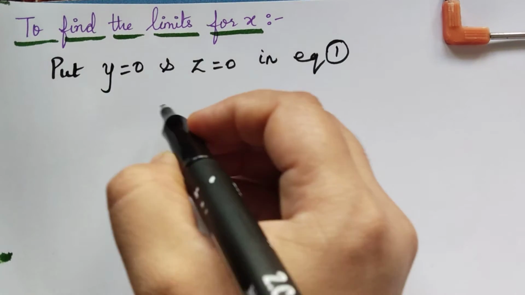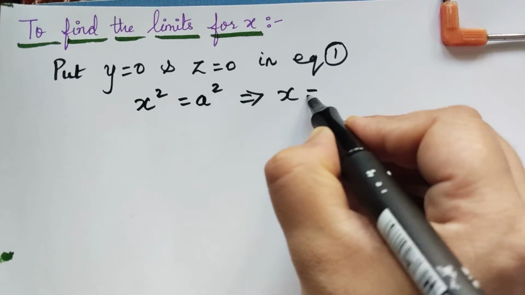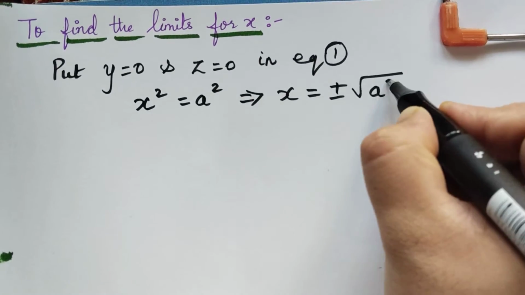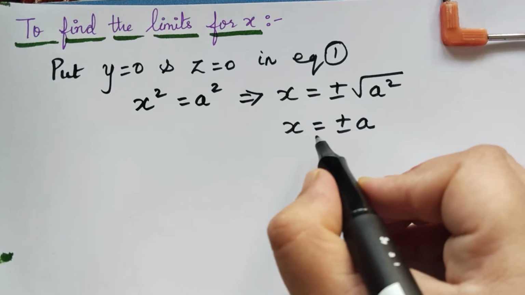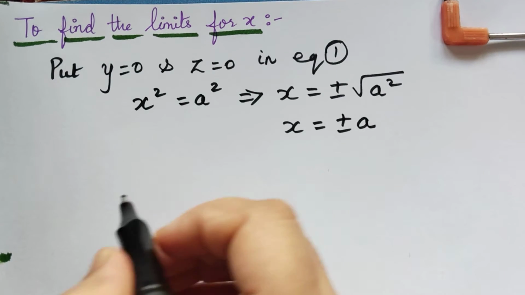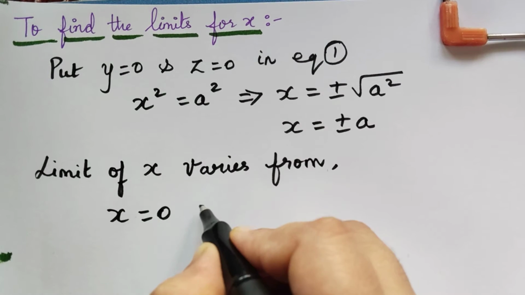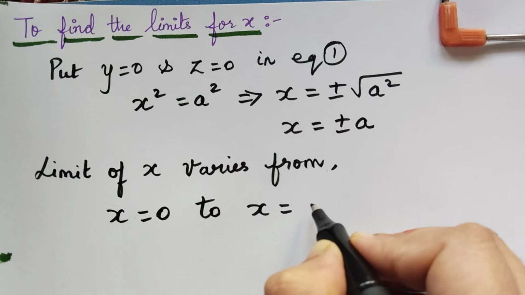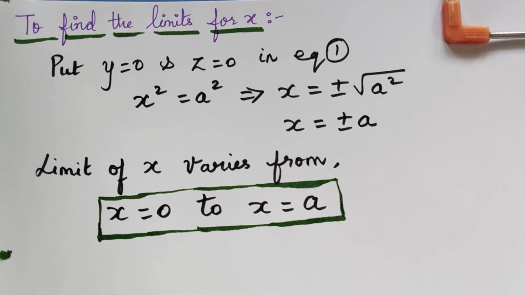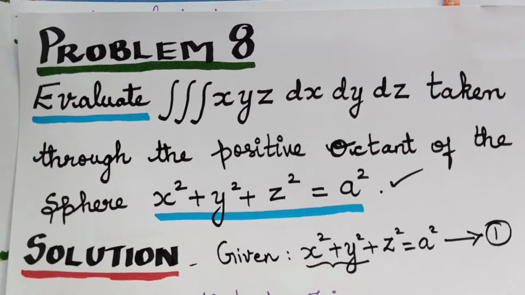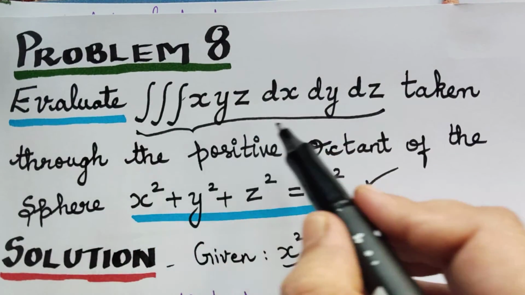So x square will be equal to a square, from which we will get the value of x to be equal to plus or minus square root of a square, and therefore x will be equal to plus or minus a. But again, using the same concept that we are considering only the positive octant, the limit for x varies from x equal to 0 to x equal to plus a, that is a. So the limits for x are 0 to a. So we have found the limits for x, y and z, and after finding the limits we shall evaluate the given integral. This integral has to be written with limits now.